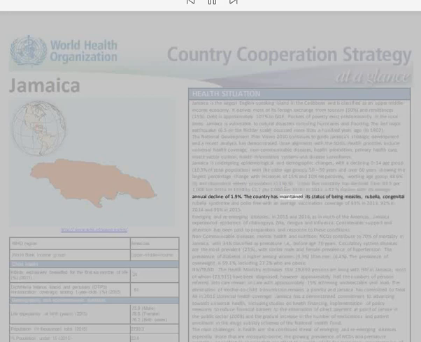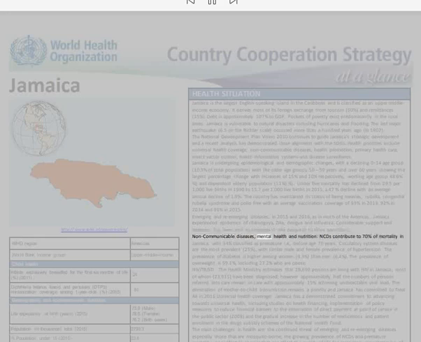The country has maintained its status of being measles, rubella, congenital rubella syndrome, and polio-free, with an average vaccination coverage of 93% in 2013, 92% in 2014 and 91% in 2015. Emerging and re-emerging diseases. In 2015 and 2016, as in much of the Americas, Jamaica experienced epidemics of chikungunya, Zika, dengue, and influenza. Considerable support and attention has been paid to preparation and response to these conditions.